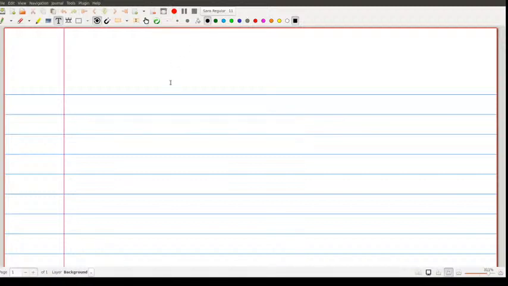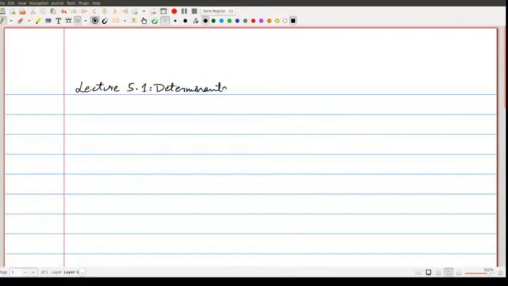Okay, so we're starting a new module of our course, and it's going to start off from something that you've already seen, 5.1 determinants. So we're starting off on a different module, right?